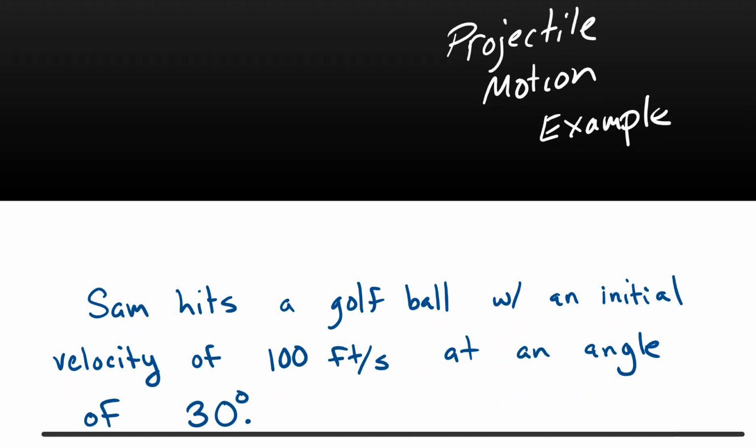Now here's our situation. I don't want to show you what the questions are yet. It's going to give a situation, and let's read through it. It says that Sam hits a golf ball with an initial velocity of 100 feet per second at an angle of 30 degrees. Okay. Well, let's gather the information from here.